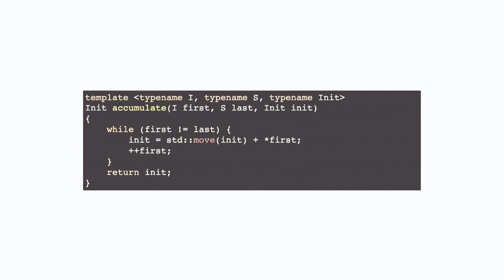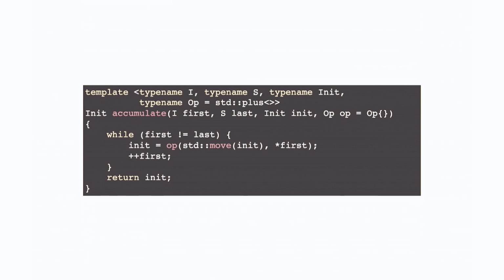Writing 2 overloads is twice as much work as I'd like to do, so what we're going to do is combine those into a single function, like so. So we're going to take an optional binary operation here called op, and we're going to default that to this standard library function object, standard plus. Okay, so standard plus just calls operator plus on whatever types you give it.